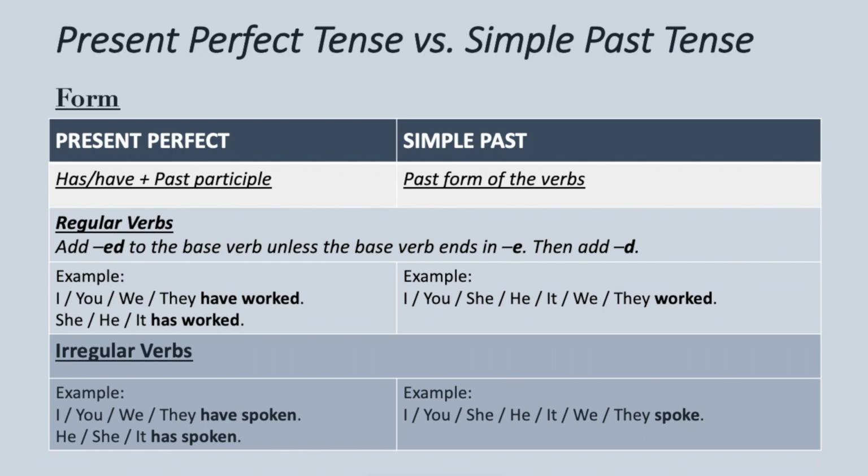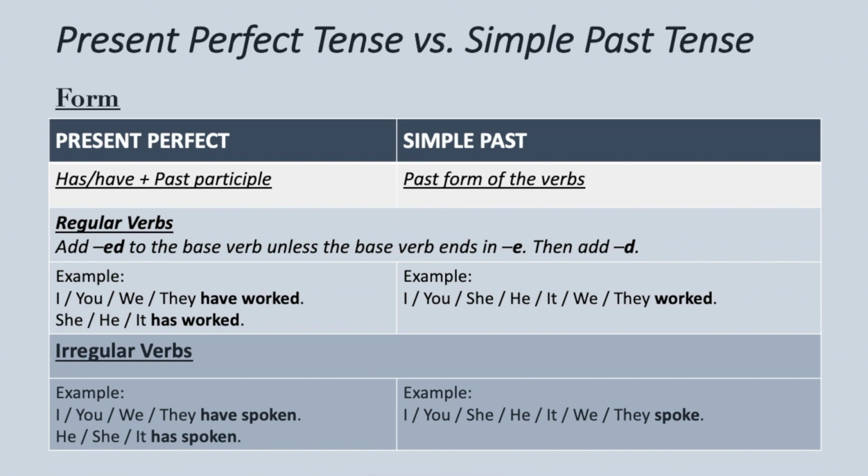English has a lot of irregular verbs, but here's an example using the verb to speak. The present perfect is I, you, we, and they have spoken. Spoken is the past participle of to speak. He, she, and it will be has spoken. Notice that the simple past is spoke, not spoken. So usually the simple past form is the same as the past participle, but not always. So you need to remember that there is a difference between past and past participle.